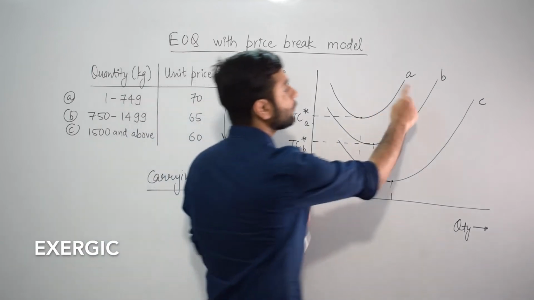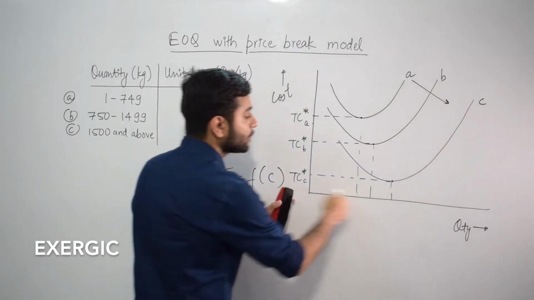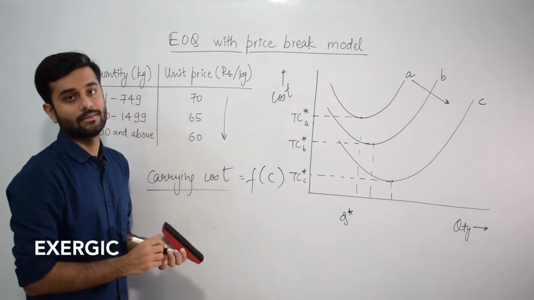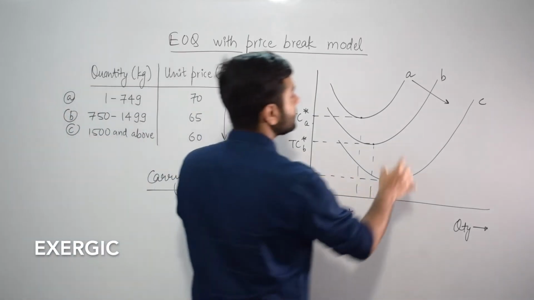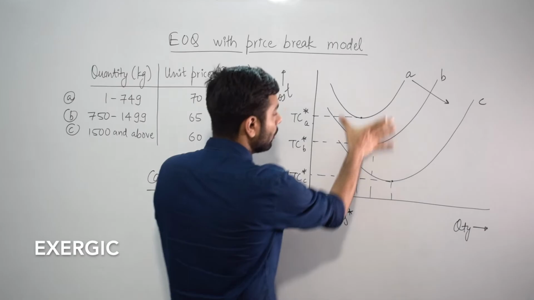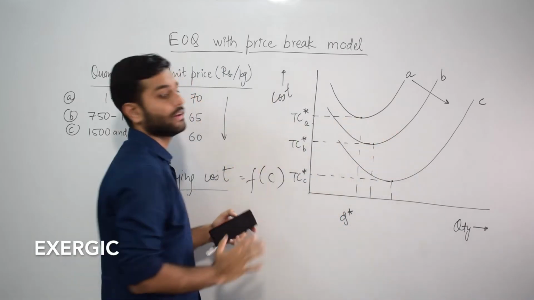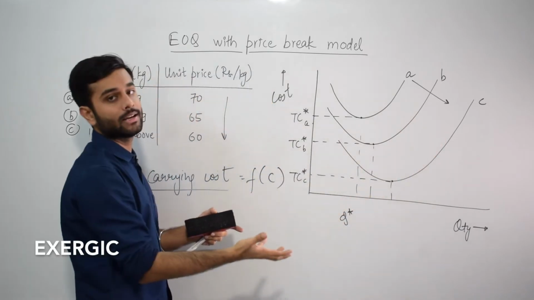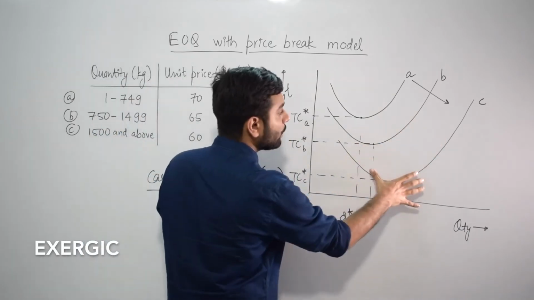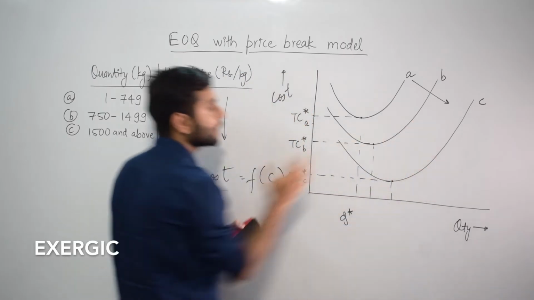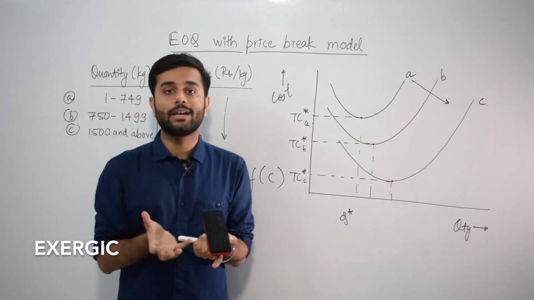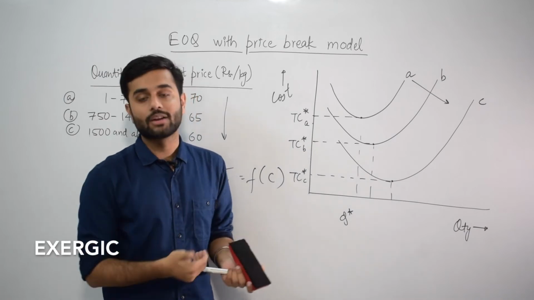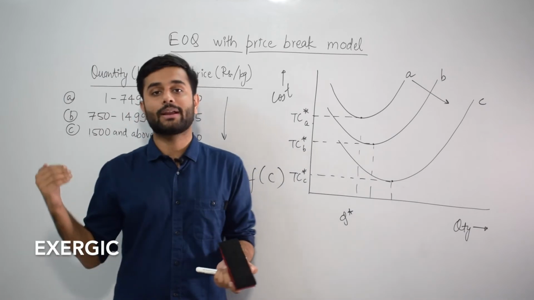The two things I told you: if you move from A to C, the Q star increases and TC star decreases. What it means is that the curve of B will be lower and on the right side of curve of A. Why lower? Because total cost is less. Why on the right side? Because Q star increases. Similarly, the curve for C will be lower and on the right side of curve of B. Now you have an idea of how the layout of these curves is going to be for all of these price slabs.